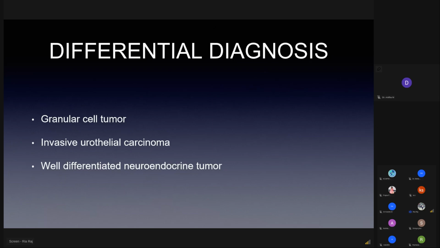The differential diagnosis that can be considered in this case: the first one is granular cell tumor. But in the granular cell tumor, the vascularity will not be as high as we have seen in this case. Invasive urothelial cell carcinoma also will not have increased vascularity. Along with that, the granularity of the cells also will not be appreciated. In well differentiated neuroendocrine tumor also, the cells will be monotonous with the granularity comparatively less as compared to the cells that we have seen now.